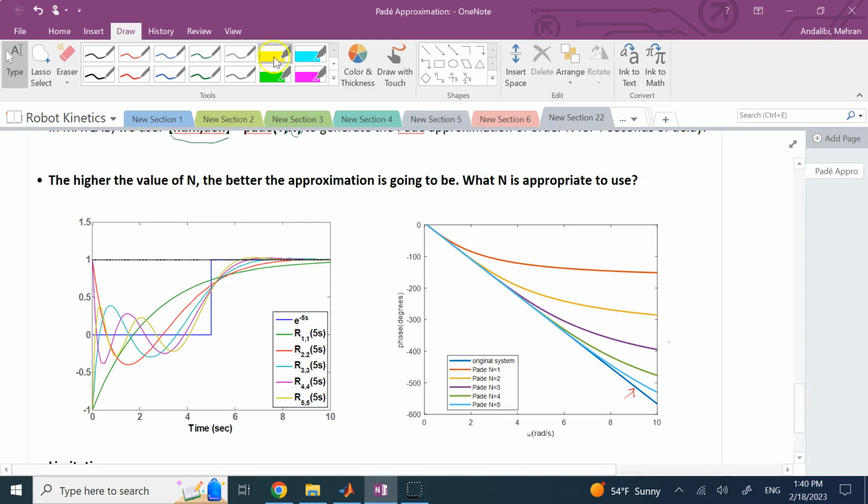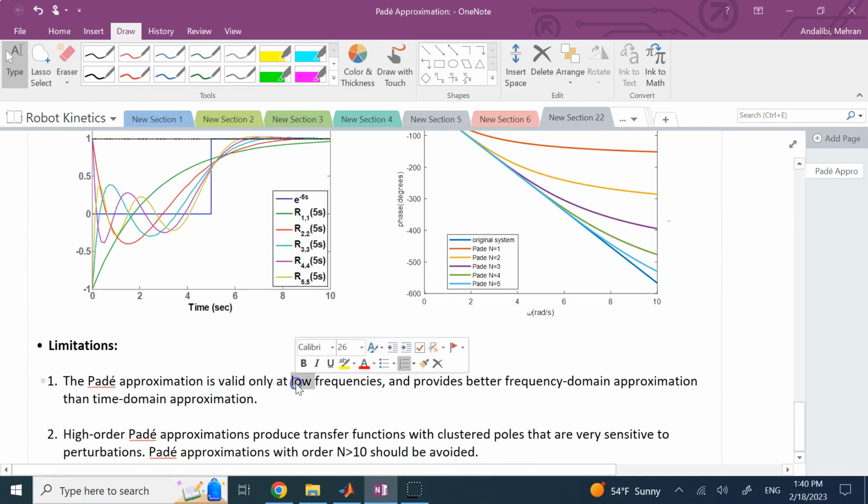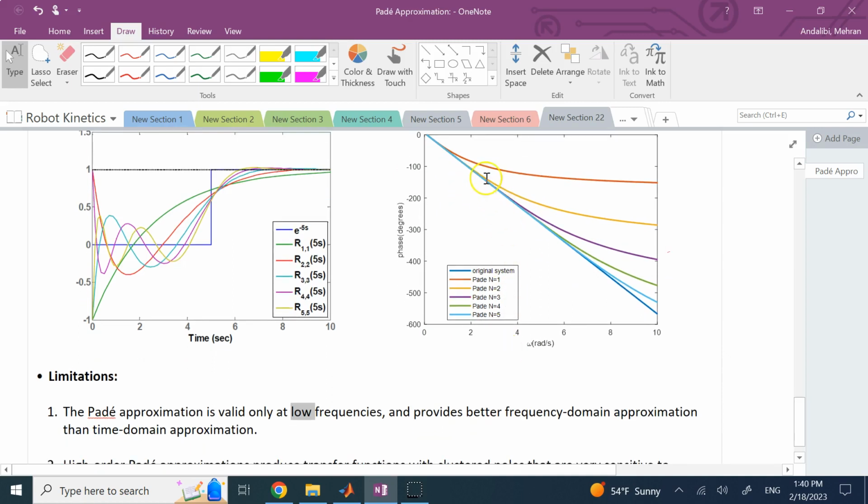But you might say, what's stopping me from using bigger and bigger orders? Well, the thing is this. There are limitations to this. One is that the Padé approximation, as you saw, is good at low frequencies, right? You clearly see at low frequencies, the approximation is matching the original system, the one with the exponential. At higher frequencies, it's not, okay? The gap is going to get bigger and bigger at high frequencies. That's one thing that you can clearly see from this plot.